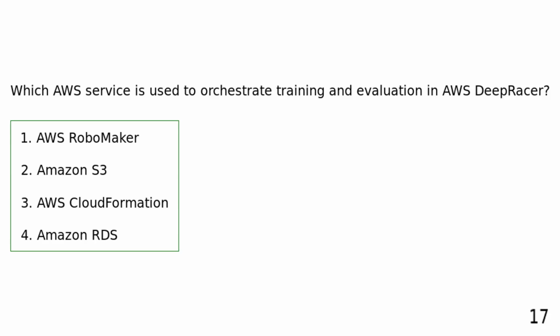Which AWS service is used to orchestrate training and evaluation in AWS DeepRacer? AWS RoboMaker, Amazon S3, AWS CloudFormation, Amazon RDS.